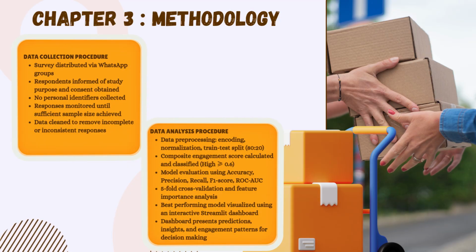Next, for the analysis procedure, we use data preprocessing, which includes encoding categorical variables, normalization, and splitting data into training 80% and testing 20% sets. A composite engagement score was calculated to measure overall online shopping engagement, with scores more than 0.6 classified as high engagement. Machine learning models were evaluated using accuracy, precision, recall, F1 score, and ROC AUC metrics.